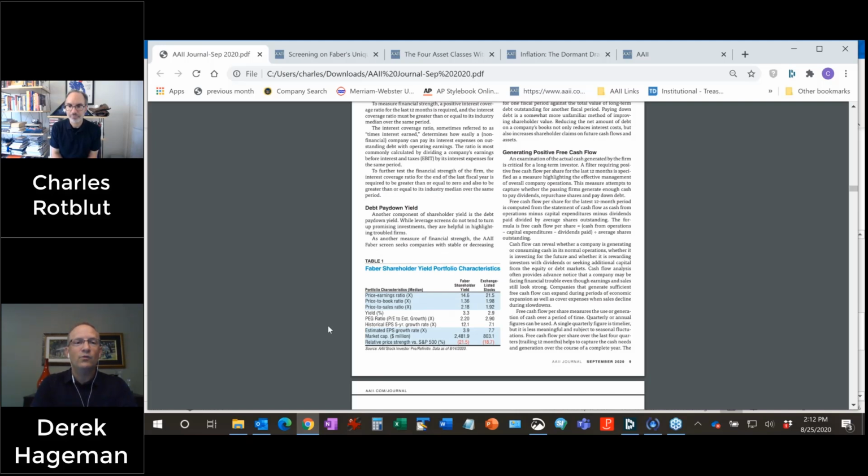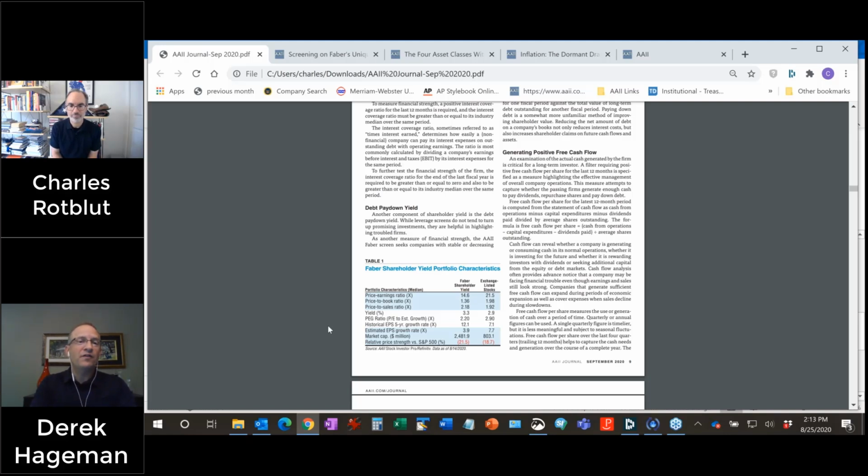And another thing we looked at to further test financial strength of the firm: we looked at the interest coverage ratio for the end of the last fiscal year. We required that to be greater than or equal to 0, and also to be greater than or equal to the industry median over the same period.